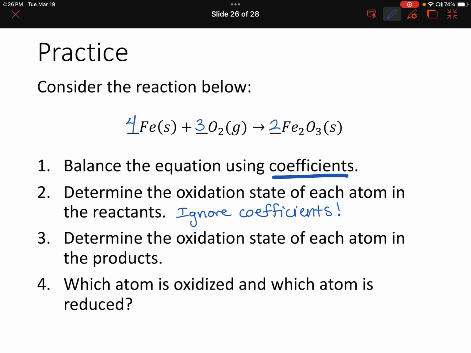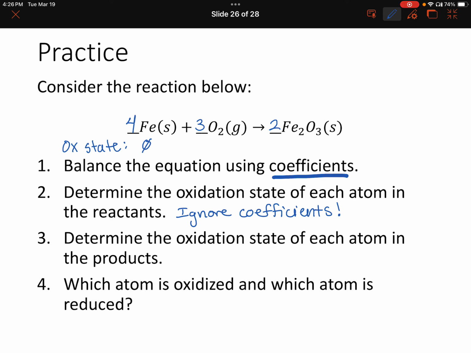So for example, let's say something had a +1 oxidation state, but a coefficient of 2. We don't want to multiply the oxidation state by 2. It's just going to be +1. So up above, let's assign the oxidation states for the reactants. So iron is just neutral. It's just an atom. So that has an oxidation state of 0. And I'll just label this oxidation state here.